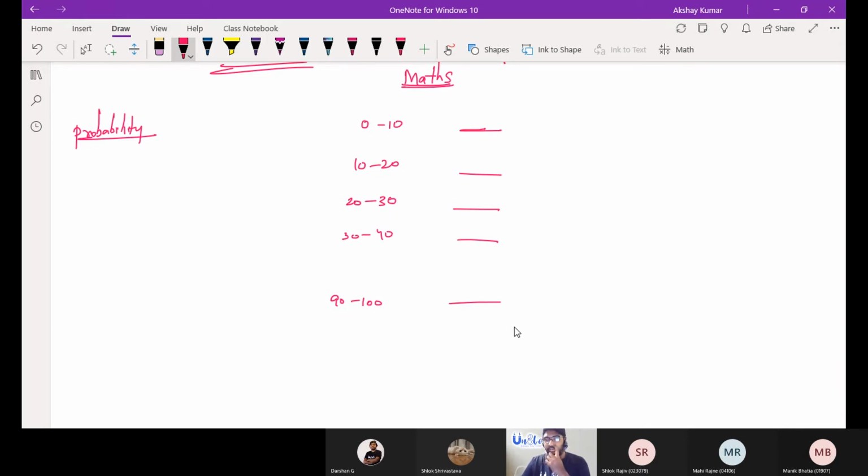So from this, I can find out mean, I can find out median, I can find out mode also. So this is an example of a grouped frequency distribution table, and they'll ask you to find mean, median, and mode for this type of problems. Clear? Yes, sir.